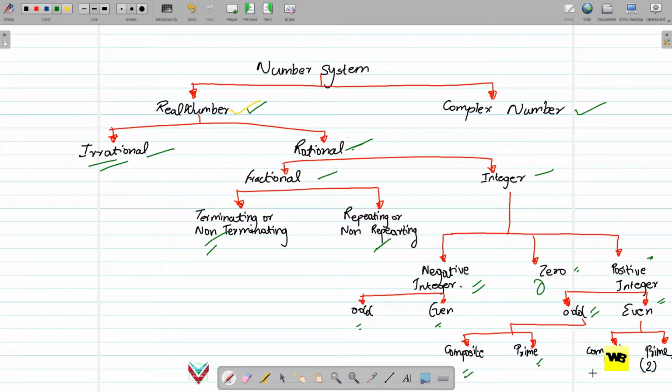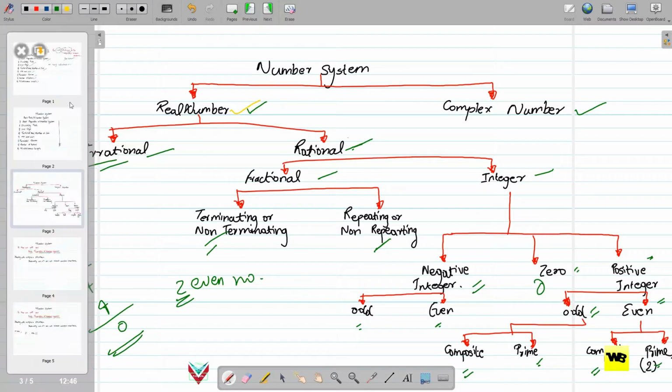In even type there are composite as well as prime, but here even is given as which can be only divided by 2, means 4, 2. It is the even number. 2 is the even number.